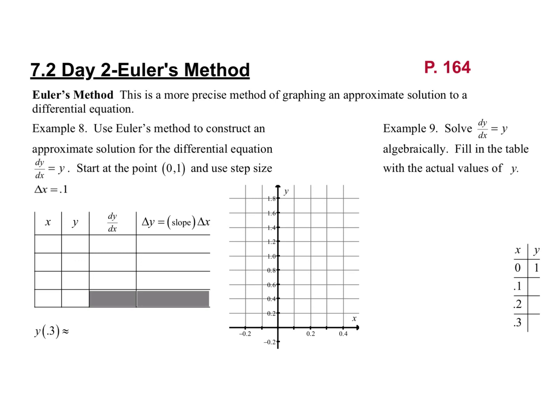Now, the problem is we're going to construct an approximate solution. So remember, when we construct a solution, we're talking about a solution curve. For the differential equation dy over dx equals y, we're going to start at the point (0, 1). So they're going to give you a starting point, and the step size is going to be 0.1. So that's fairly small. x is going to change by 0.1. So where I like to start is with the information they give me. The information they tell us right off the bat is 0, 1. So that goes in the x and y column.